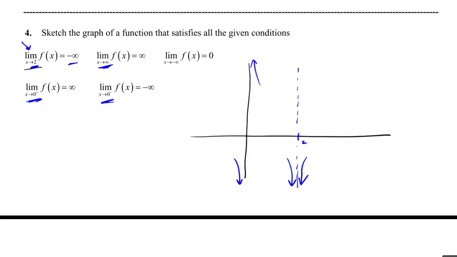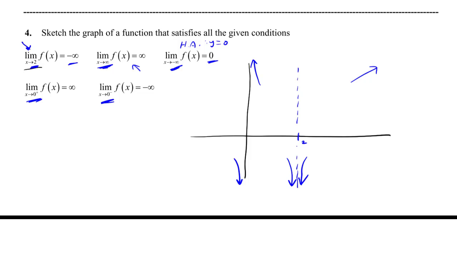As x approaches infinity, I get infinity. Okay. So that means as I head out here, I have to go off to infinity. So I'll just make it go off to infinity. So this was that part. And then as x goes to negative infinity, it goes to 0. That's actually telling me I have a horizontal asymptote at y equals 0.